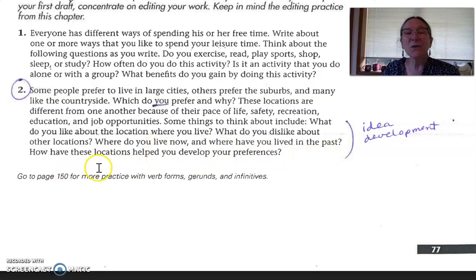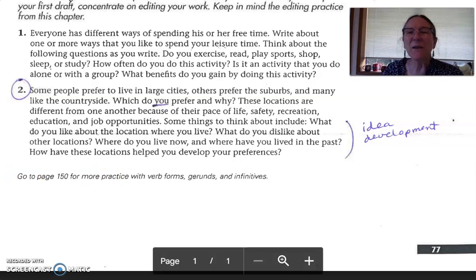Oh my gosh, those are good questions. How have the locations helped you develop your preferences? If you wrote all of that, you'd probably have a 5-page essay, right? So we're only going to limit it to 1 paragraph. So let's do a little winnowing down. Let's do a little narrowing of the topic.